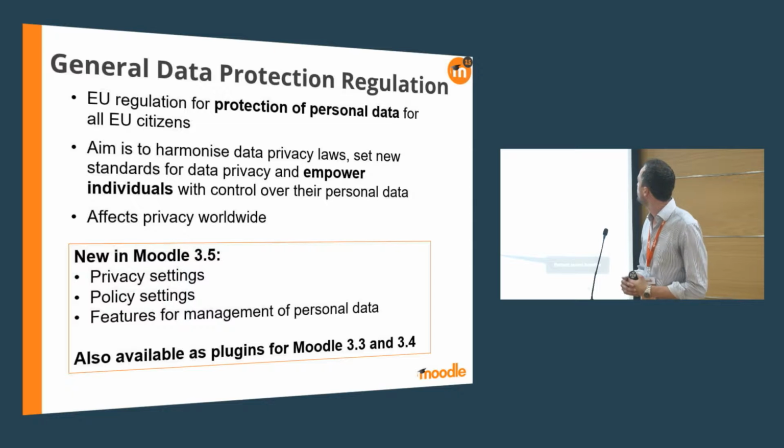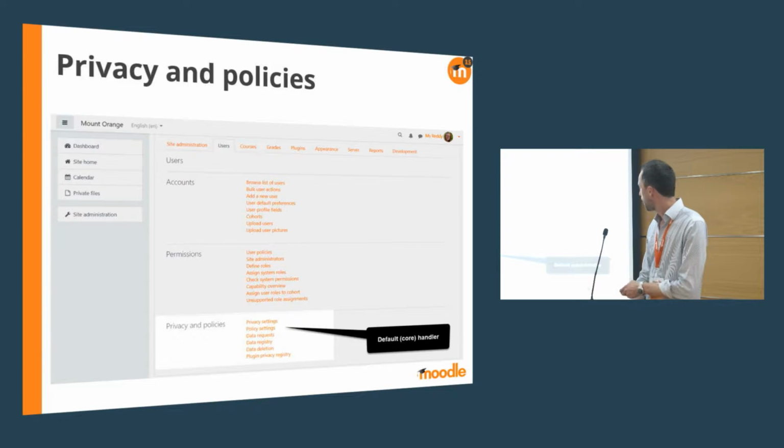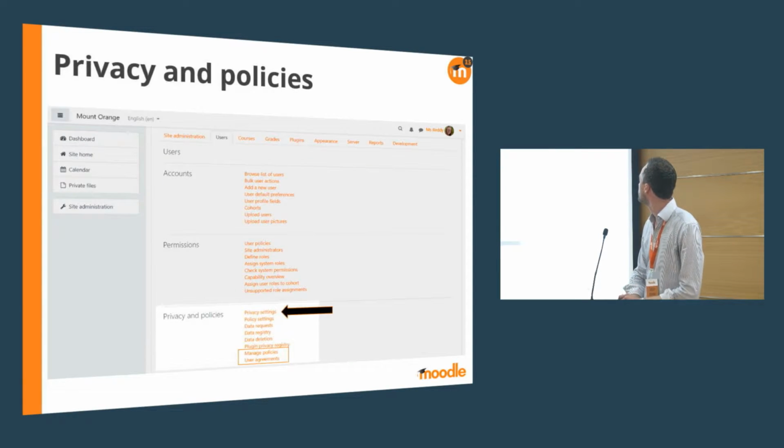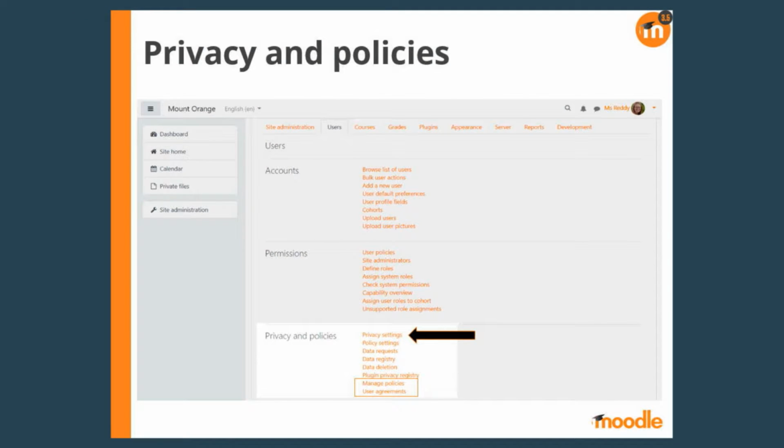Under Site Administration, in the Users tab, there's a new area here for privacy and policies. And when you install a Moodle on your site, you'll get these 6 options listed there to begin with. There are another 2 that you can enable if you go into the policy settings and look at the site policy handler and set that to the new policy tool. So the additional 2 settings you get from that are down the bottom here, manage policies, and an option to look at user agreements, and we'll get to those a little bit later.